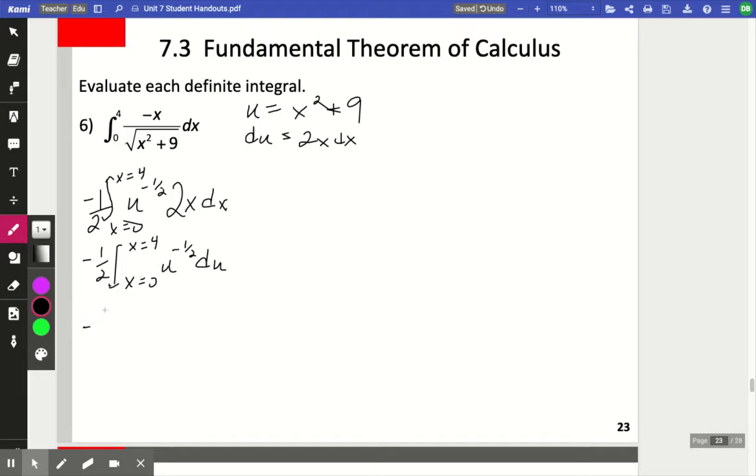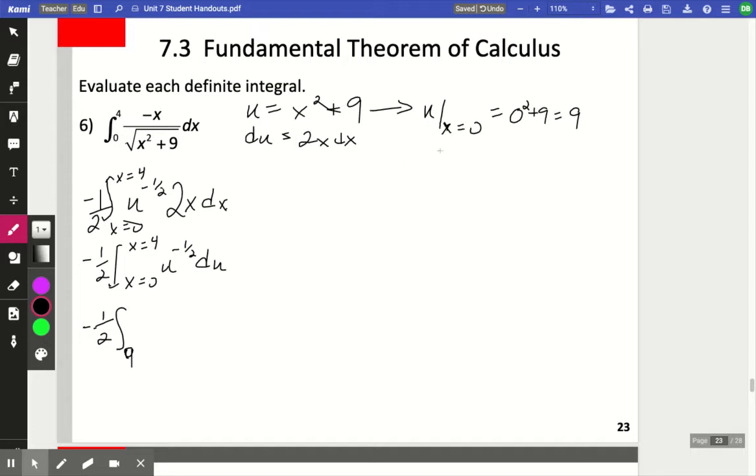The first way is to change x equals 0 and x equals 4 to u values. If u is x squared plus 9, what is u when x equals 0? Make sure we think about that. Well, if x is 0, then this is 0 squared plus 9, and so u is 9. So our lower limit is going to be 9.